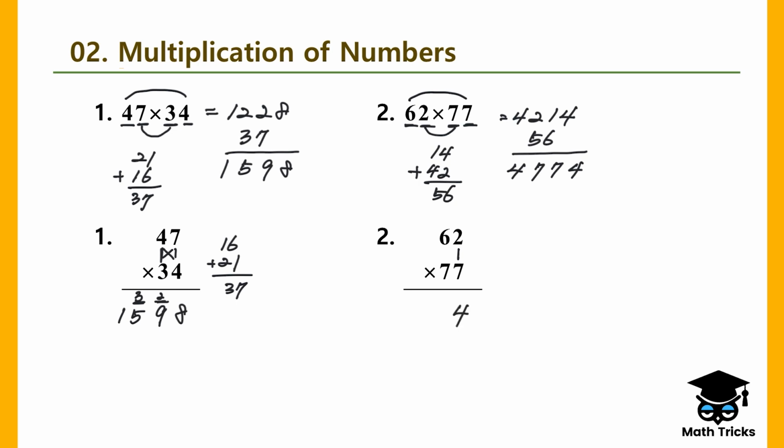Okay, if we write the number vertically, then 2 times 4, 14, right? So 4 here, 1 here. Here, cross. 6 times 7, 42. 2 times 7, 14. Add them. That's going to be 56. So 56 plus 1, that's 57. Last, 6 times 7, 42. 42 plus 5, that's going to be 47. So the answer is 4774.